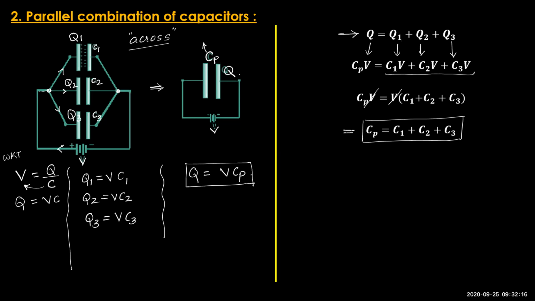So this equation gives the equivalent capacitance of three capacitors connected in parallel. Of course, you can take the equivalent capacitance of two capacitors, four capacitors, any number of capacitors. But in parallel combination, remember, the equivalent capacitance Cp will be the sum of the individual capacitances. Here it is not reciprocal, it is directly the sum of the individual capacitances.